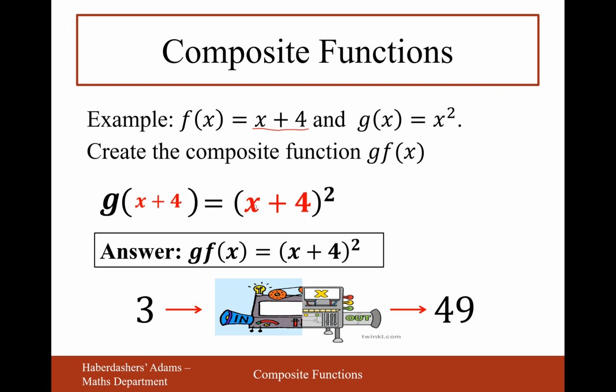We can see that by doing that. If we were to put 3 into this function here, 3 plus 4 is 7, and 7 squared is 49. So we've put 3 into a single function, and we've got 49 out of it. These two functions have been combined to make this one here, where we do the f first in the brackets, and we do the square outside the brackets.